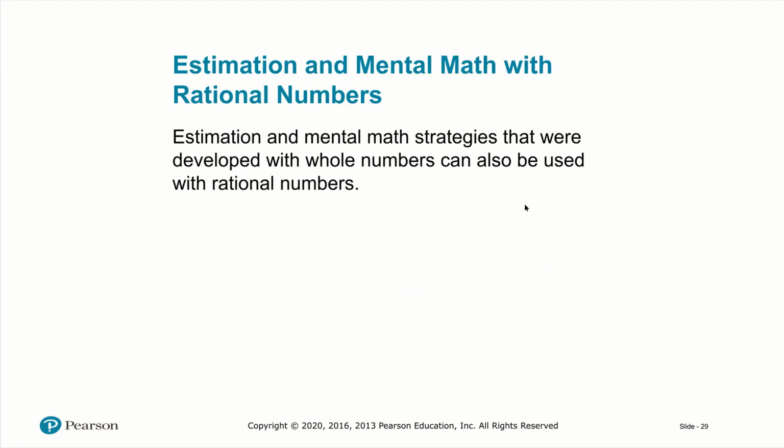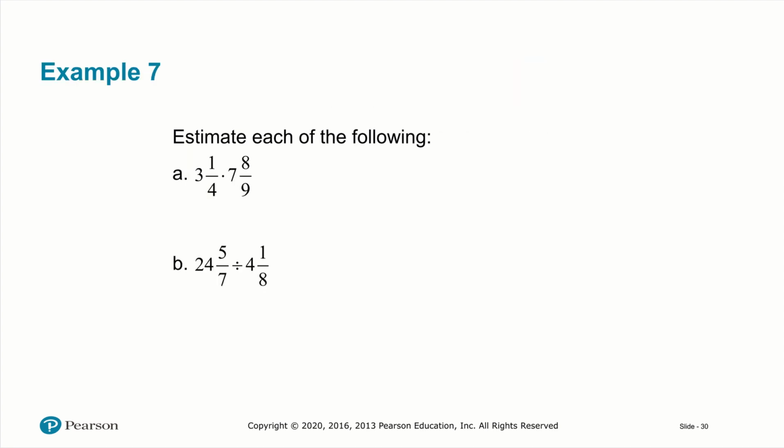All right, now with estimation and mental math, the techniques we learned for whole numbers we can also use with rational numbers. Let's take a look. Now we want to estimate each of these, and one really good way of doing it is to do the two extremes. Notice that if I round down by just chopping the fractional parts, I get 3 and 7, right? So 3 times 7 is, of course, 21. So now if I go to the other extreme and just round up, so I'll round this up to 4 and I'll round this up to 8, right? So I get 4 times 8, which is 32.